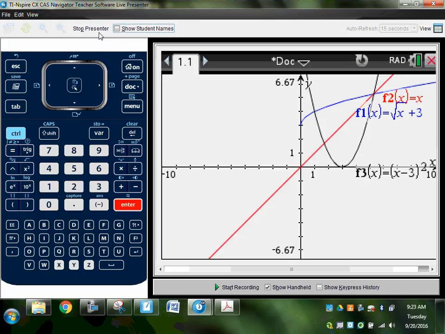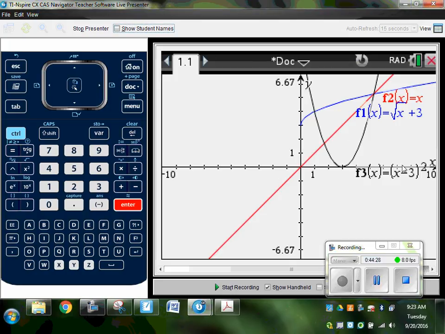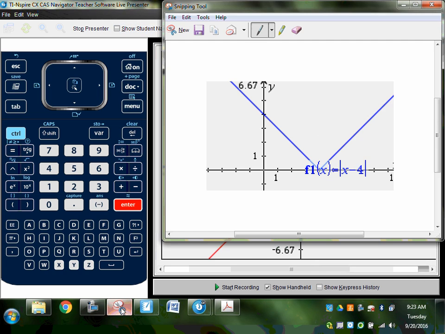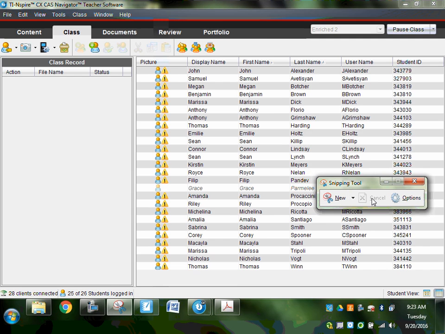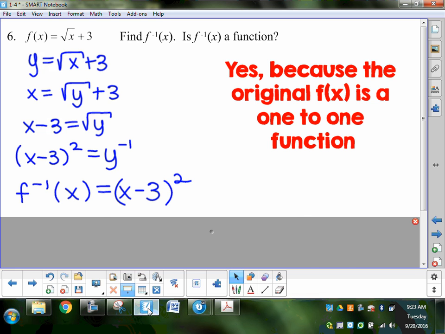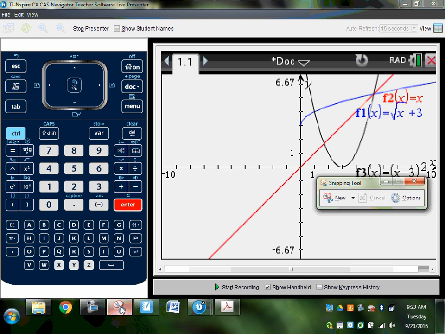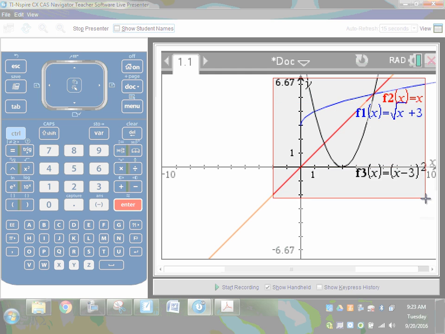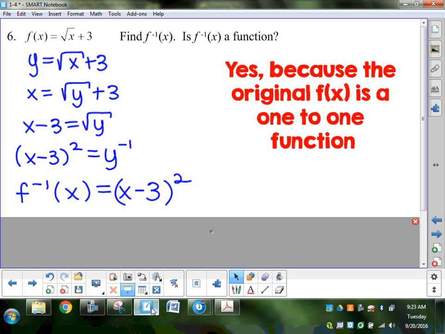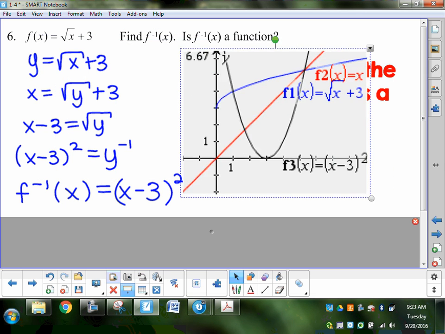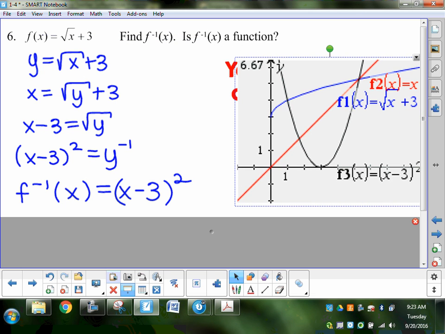Here's the problem. We gave too much. If this is the original, which part of this is going to be the inverse? So, which half of this black graph is going to be the one that is the inverse? If this is what your screen looks like, which half of this is the inverse? Is it the left half or the right half?